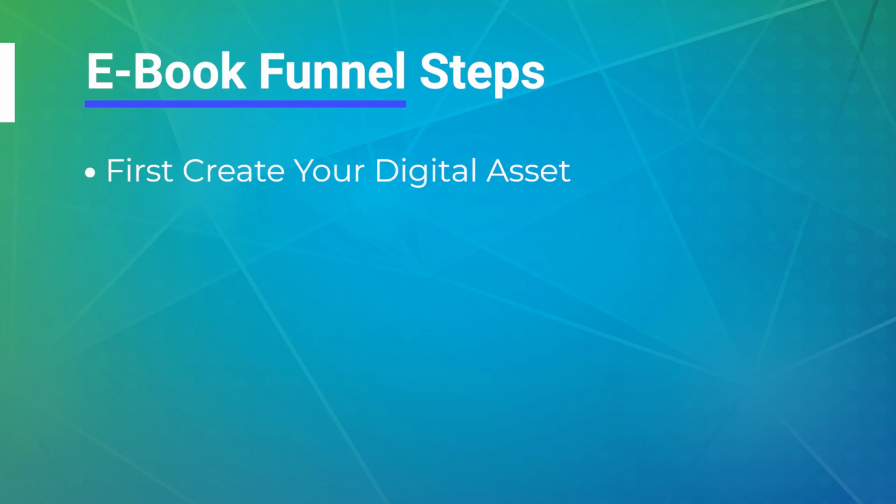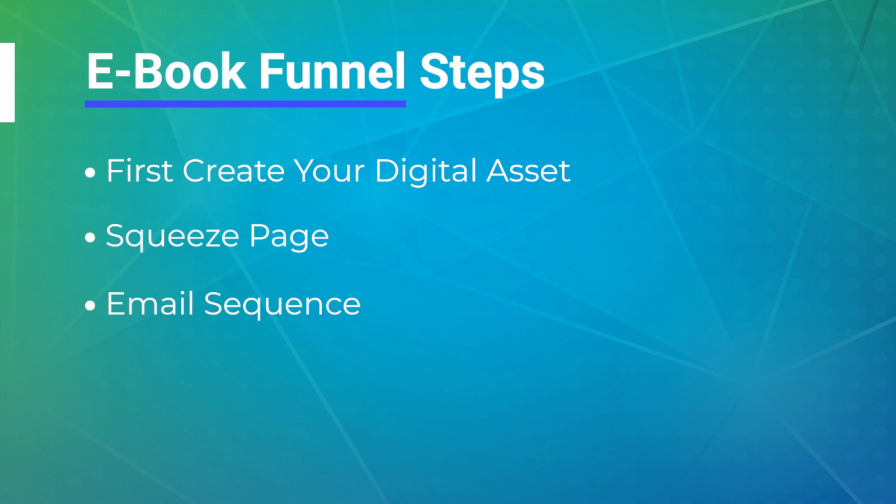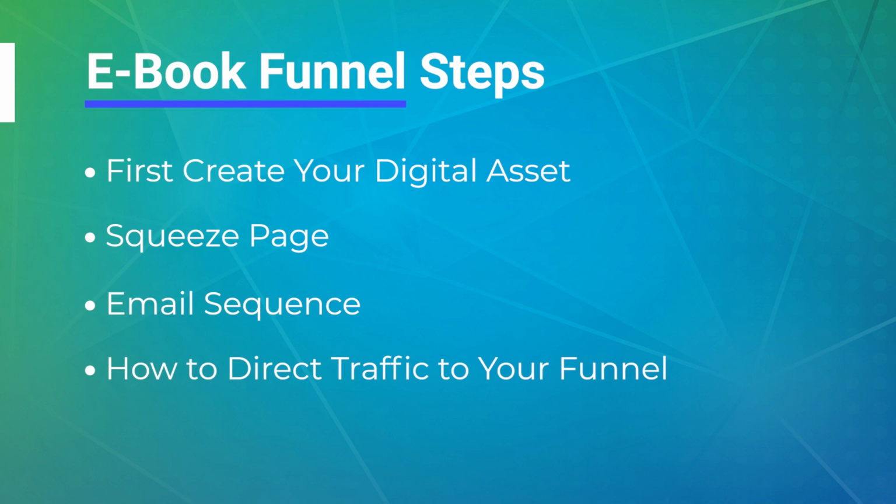Now, there are just a few different steps to this funnel if it's coming from social. So first is going to be the ebook or the digital asset itself. Next is going to be the squeeze page or the page where someone goes to actually input their data to move to the next step of your funnel. Next is going to be the email sequence that you create that triggers when someone inputs their data. Next is going to be how you actually get people to that funnel. And I've got a tool that I love to use specifically on Instagram that's going to kind of automate the process for you. First, we're going to dive into the ebook or digital asset.